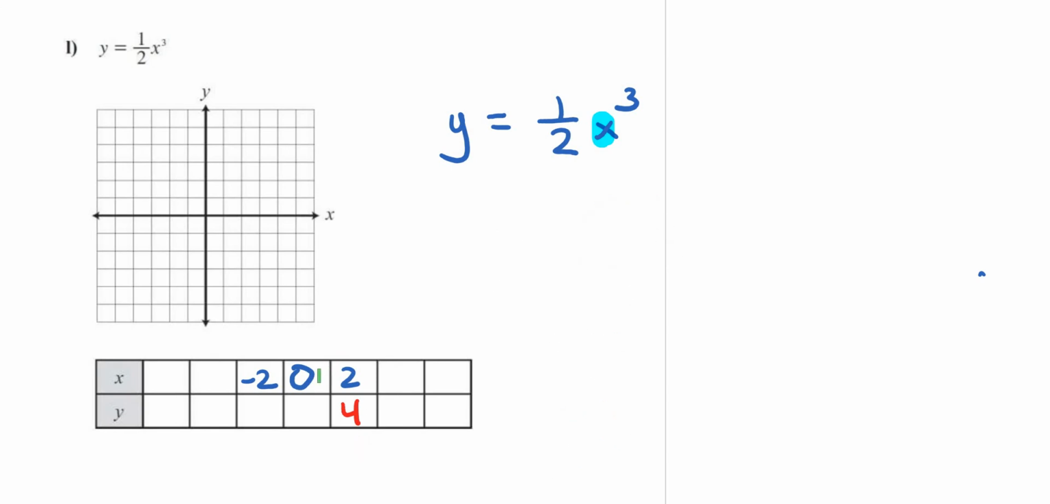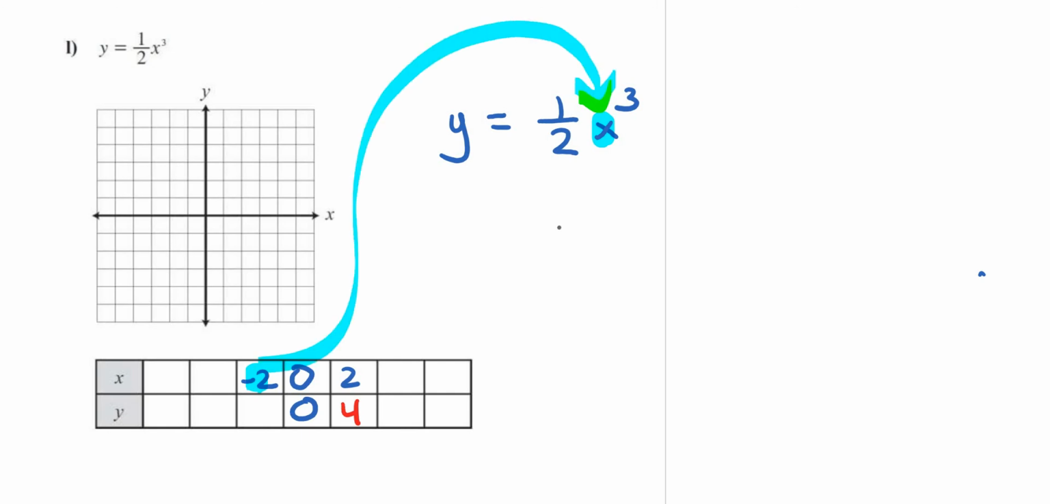Okay, the next one is going to be 0. All right, so if I plug in 0 there, 0 cubed is going to be 0, and 0 times a half is going to be 0. So when x equals 0, y is going to be 0 there. And finally, the last point I want to check out is -2. All right, so just make sure you put that negative number in brackets.